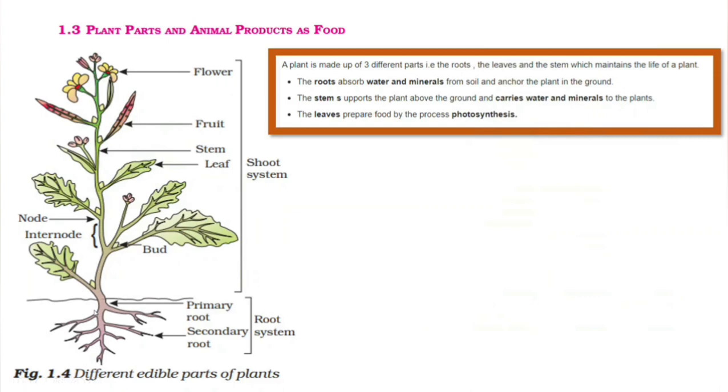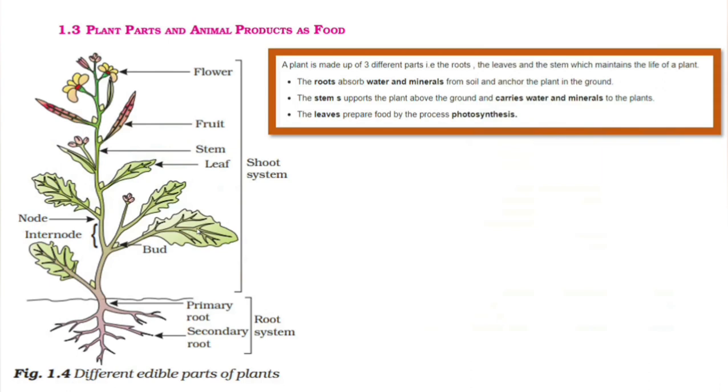And the third main part of the plant is the leaves. The leaves prepare the food with the help of photosynthesis. That is why they are also called the kitchen of the plant. So in a plant there can be different edible parts. Edible parts means eatable parts which we can eat.